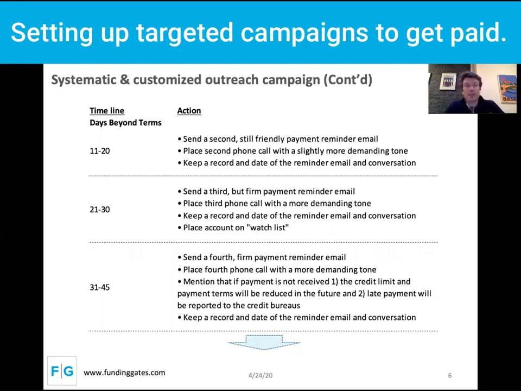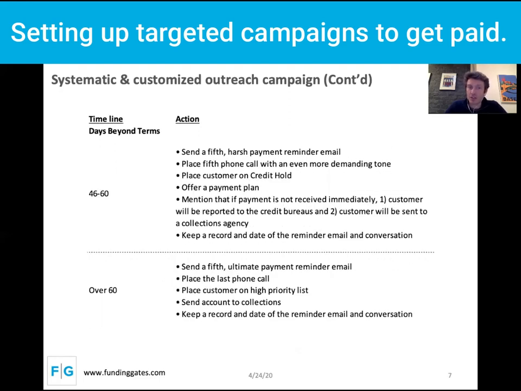31 to 45 days, again, you reach out to the customer with phone calls and payment reminders. You can also remind the customer that the credit limit will be adjusted. Late payments might be reported to credit bureaus. Again, keep a record of everything. 46 to 60 days, place another phone call, payment reminder, perhaps put the customer on credit hold or offer an installment plan to the customer, right? Over 60 days accounts, maybe consider putting the account on the watch list and maybe sending it to a third-party collections agency.